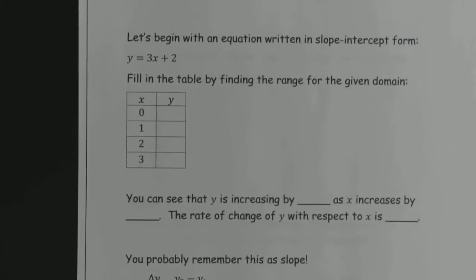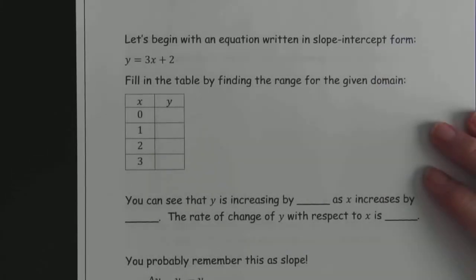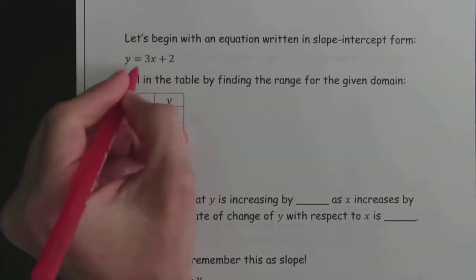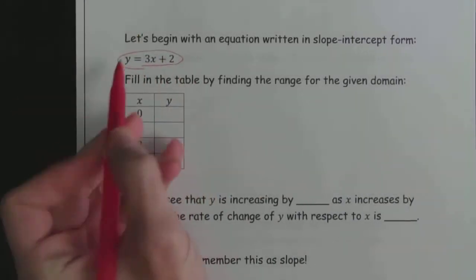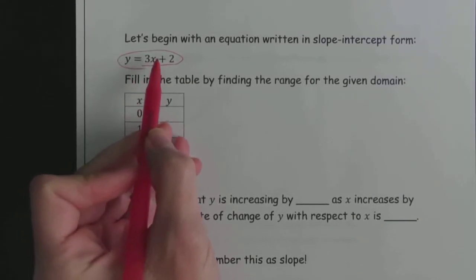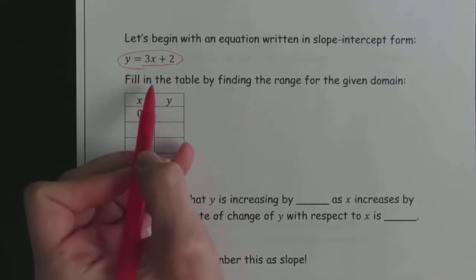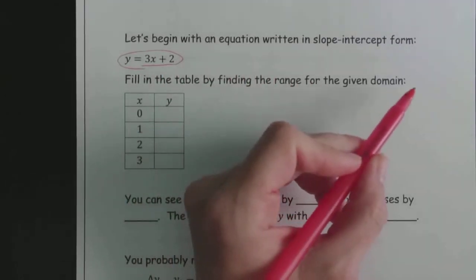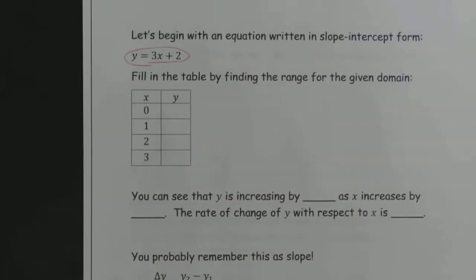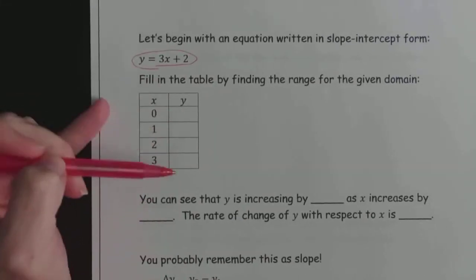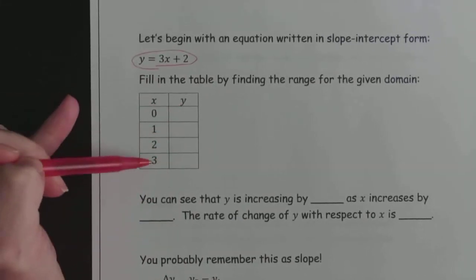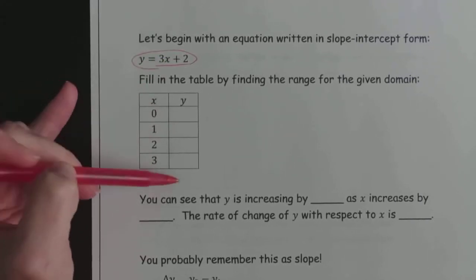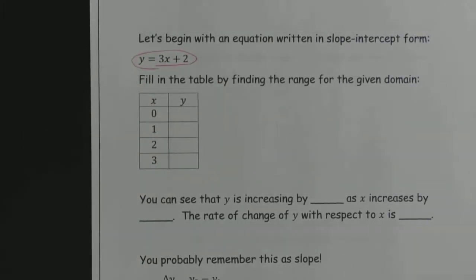So next, let's begin with an equation written in slope-intercept form. If you take a look at this equation, y = 3x + 2, that is in y = mx + b form. What we're going to do is fill in the table by finding the range for the given domain. We're going to plug these values in for x. This is our domain. These will pop in for x, and out will come the y's.